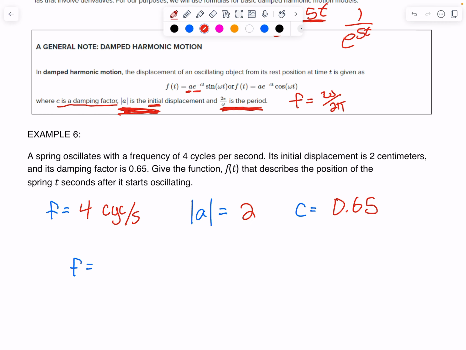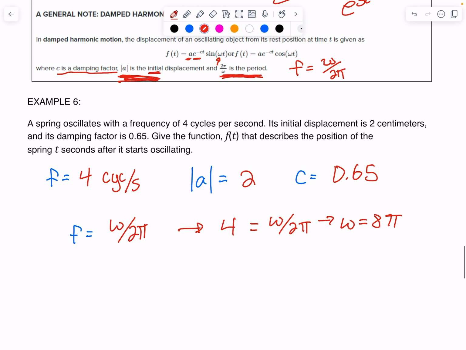First thing I'm looking at is I need an a, I need a c. Okay, I have a, I have c, I need an omega. So the frequency definition is omega over 2 pi. I'm going to replace that with 4 equals omega over 2 pi, and then we're going to solve for omega. So omega, multiplying both sides by 2 pi, is 8 pi. So this gives me everything I need to plug into my function. These are, I think, deceptively easier than they look. Typically, most people are very intimidated by these problems. Just slow down and make sure you find each bit, and most of these are given to us formula-wise.